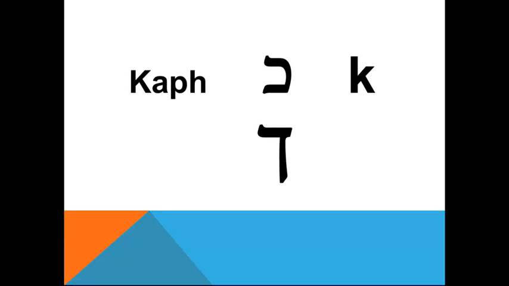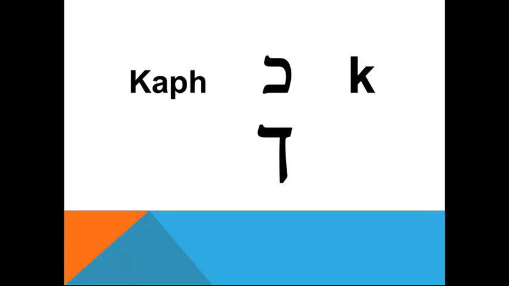So the way you write a final Kaf is you do the line across the top, and then you go down, but you keep going down beyond the line. This would look like a dalet, a D, if you stopped at the bottom of the line and didn't keep going down. You have to go down below the line, below other letters. Other letters don't go down as far as this final Kaf when you write it.